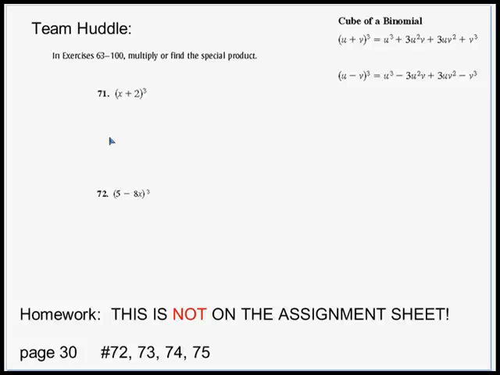So good spot. Pause the video, try the practice problems, and then fire it back up and see if you got the correct answers.